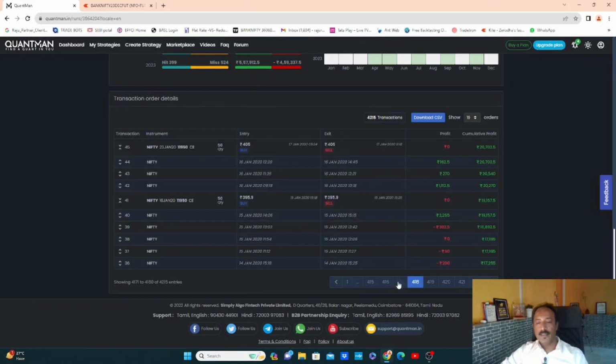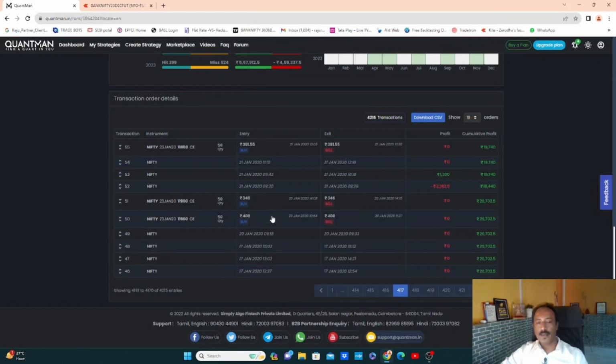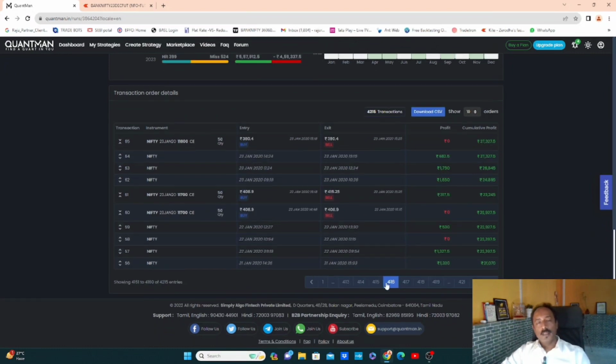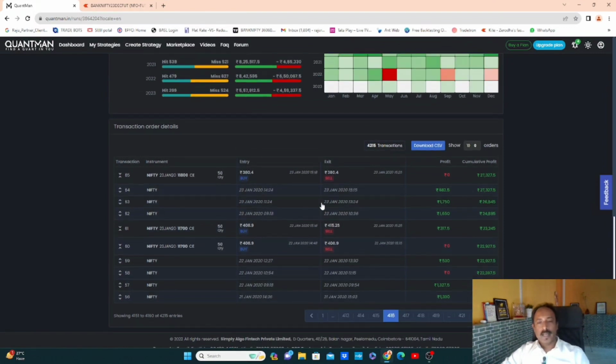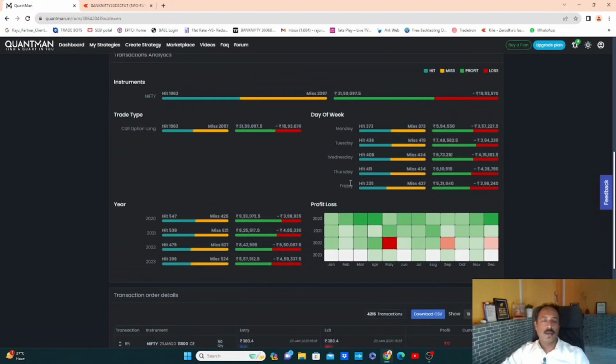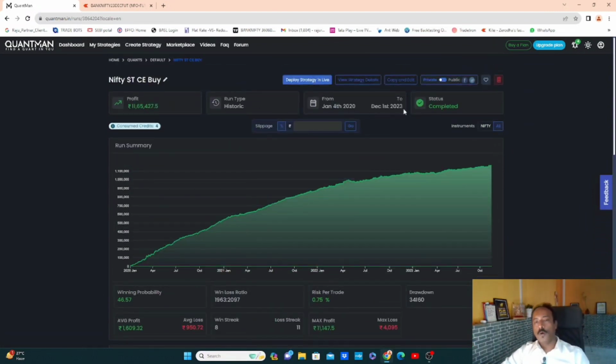So if you backtest this and see all the data available, usually from cost to cost it will sometimes exit due to the trailing stop loss. So there is a trailing stop loss. There are advantages and disadvantages. If you trail the stop loss, the transactions will be more because it will be multiple times. There are chances that the trailing stop loss will be hit, so the number of trades will be more. 4,200 trades it has taken in almost 3 years.